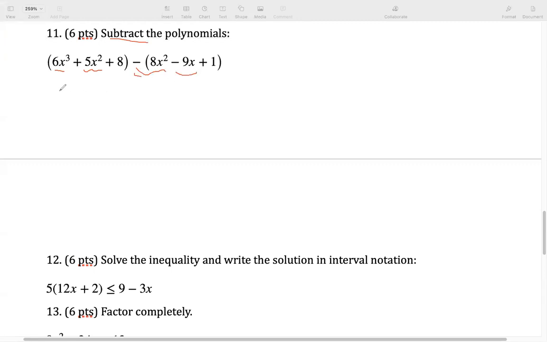Well, let's do it by order. So first, 6x cubed has no common factors. So just write down 6x cubed. Then 5x squared minus 8x squared, that's -3x squared. The x term will have minus -9, that becomes plus 9x. The constant will have a minus 1, that becomes 7. And that's it. We don't have to do anything else. So I have 4 terms, polynomial of degree 3.